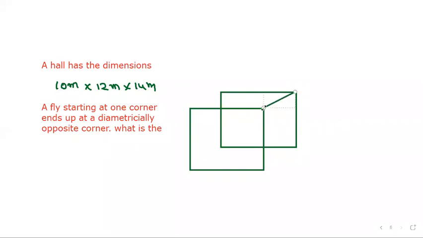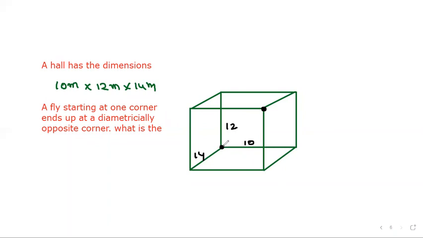You can just consider a room like this. Let me consider this is the starting point. The initial point is taken here, and the diametrically opposite corner is this corner. So along x-axis, let me consider this is 10, it is 12, and this one is 14.